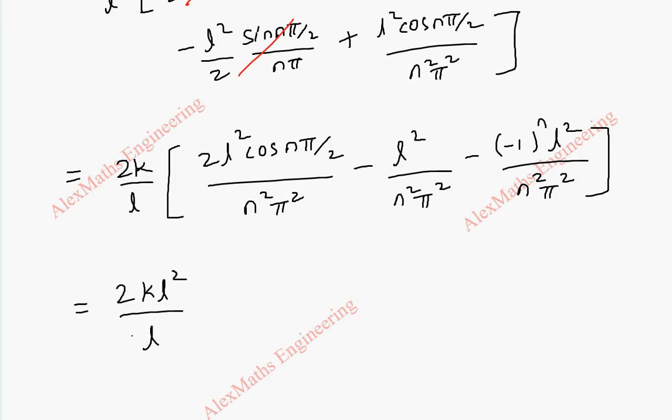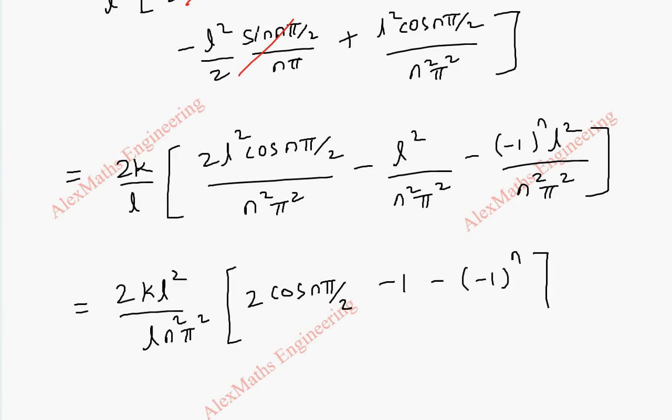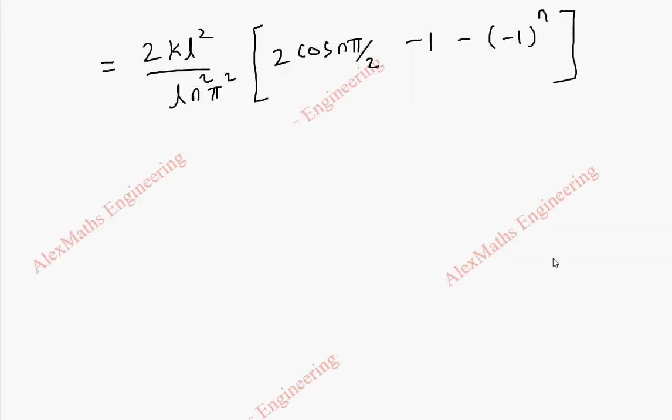The denominator n square pi square I can also take common outside. So this is 2 cos n pi by 2 minus 1 minus of minus 1 whole power n. Now after getting this an, we are going to check for even and odd.